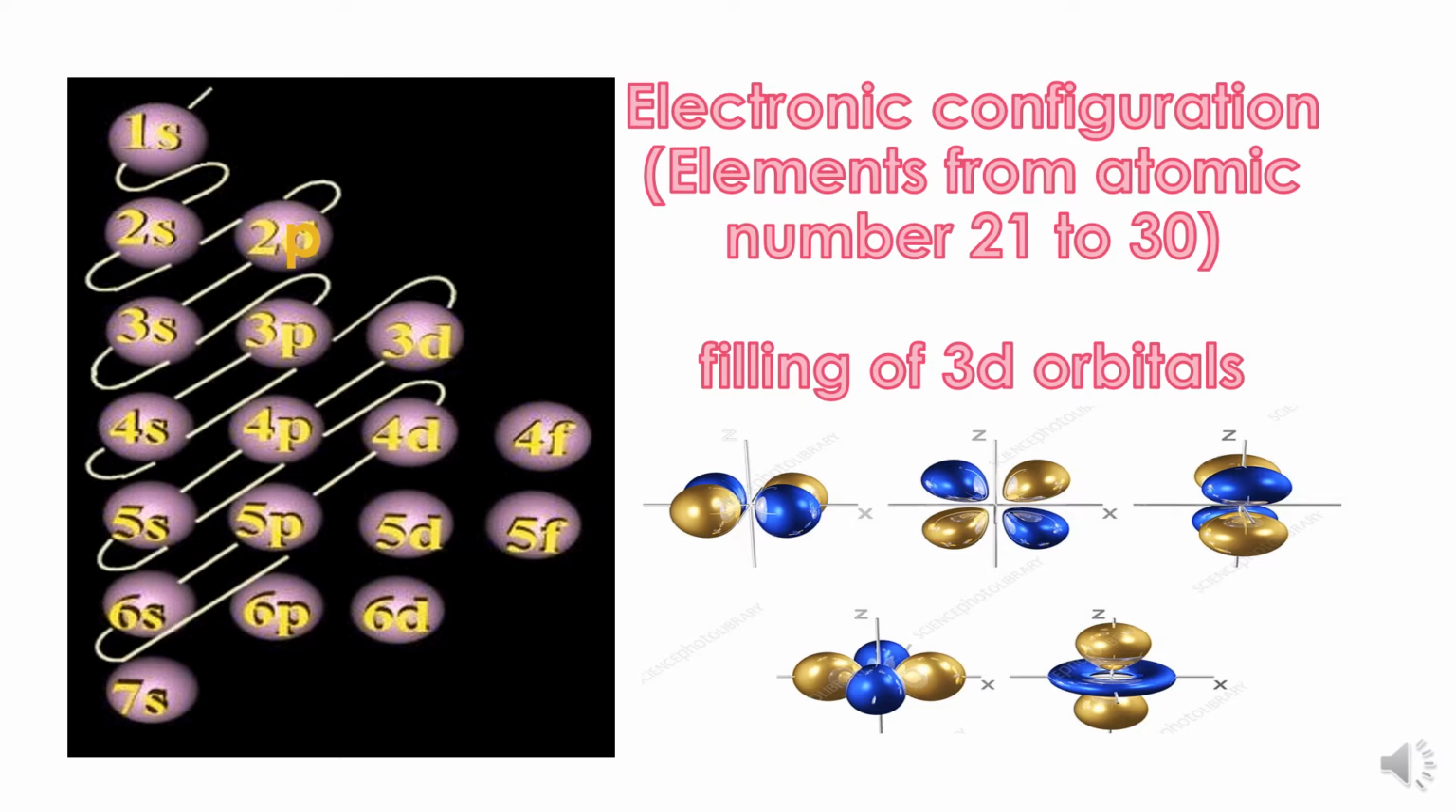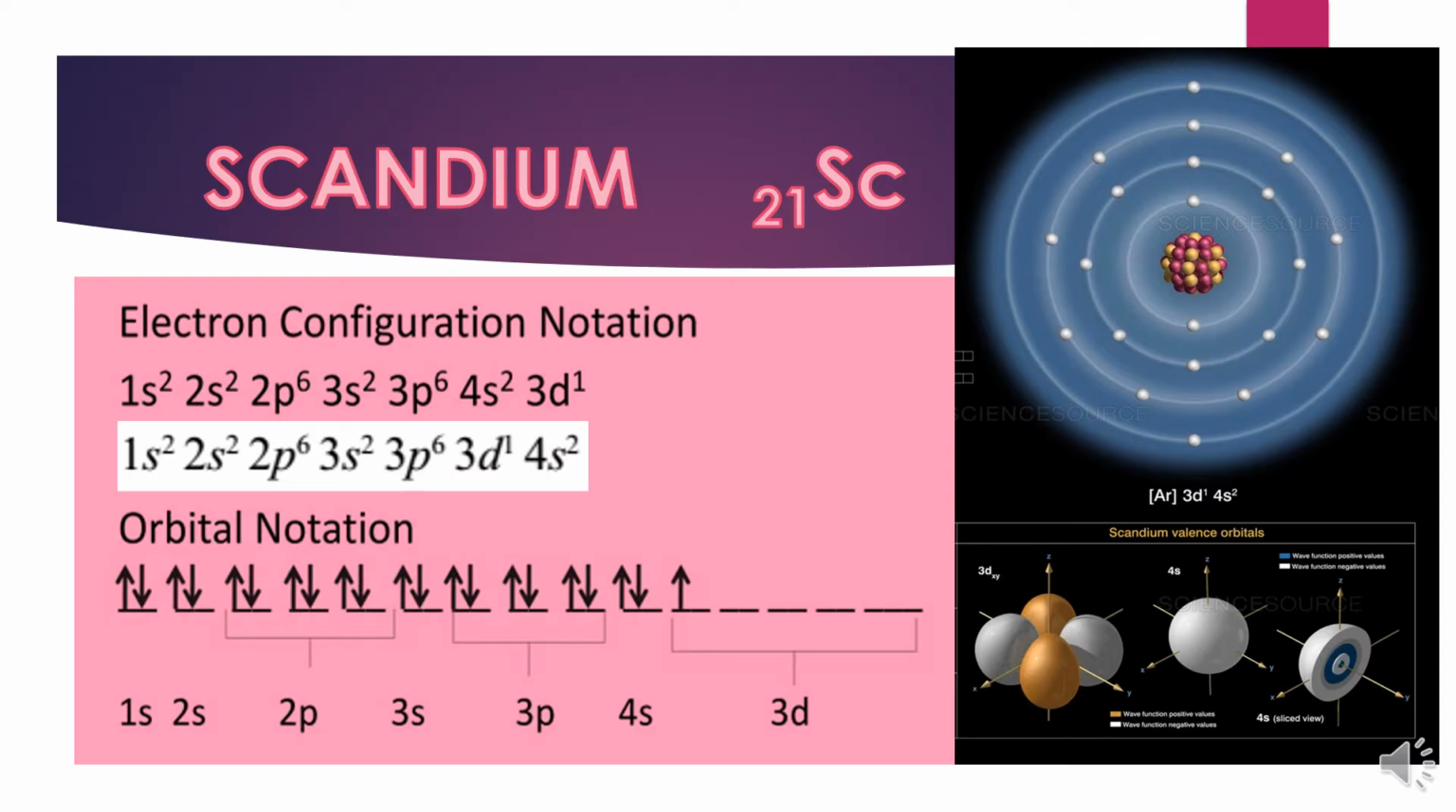So the 3d subshell has 5 orbitals on the basis of its orientation. Hence, these 5 orbitals are filled in accordance with Hund's rule of maximum multiplicity, in the same way as we have done with p orbitals. Let us see. The first element of the 3d series is scandium, and scandium has electronic configuration 1s2, 2s2, 2p6, 3s2, 3p6, 4s2, 3d1, means after 4s2 the first electron enters in 3d.